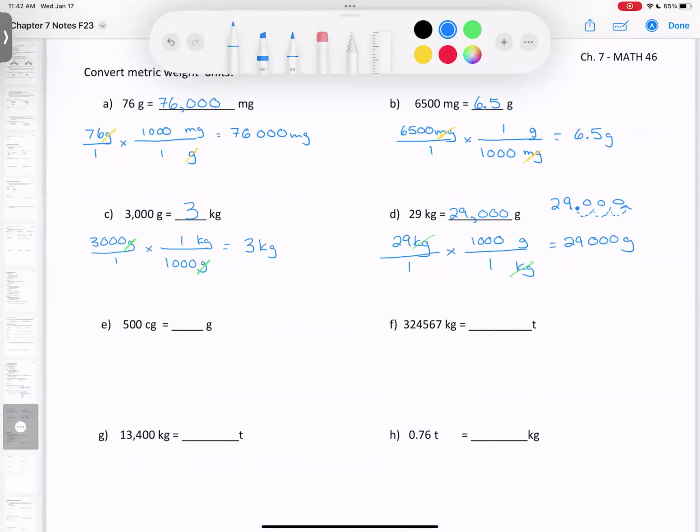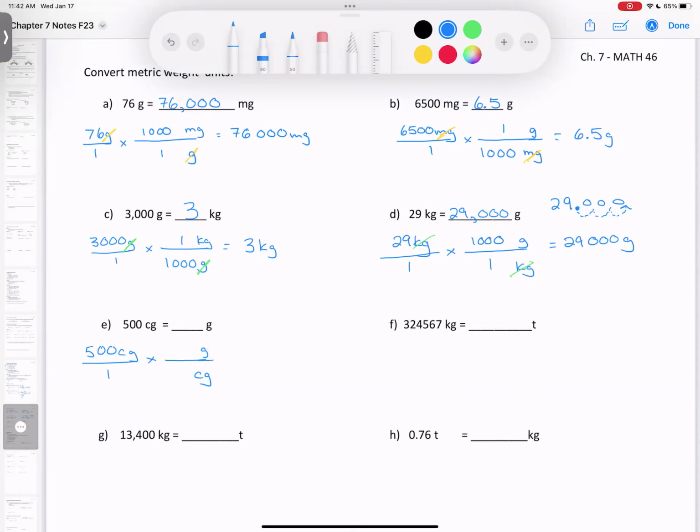All right, let's try the next one. We have 500 centigrams. I'm going to make that over 1. We're going to multiply by a conversion factor that will give us grams. So we want centigrams on the bottom so they cancel out and grams on the top. Now this one, let's see, is that listed in your chart? I don't think so. It's not. So this one you do have to refer to the staircase to figure out.